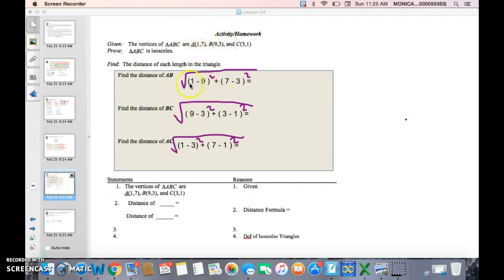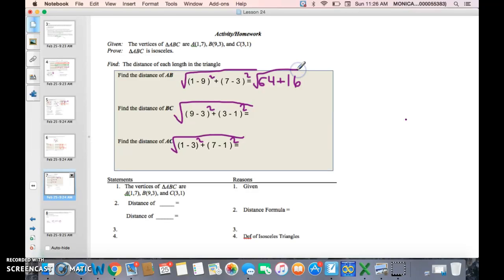So I've set this up. So 1 minus 9 is 8. 8 squared is, of course, 64. And then I've got 7 minus 3, which is 4. 4 squared is 16, so it's 64 plus 16, and then I take the square root of that. So I pull out my calculator. And really, this is not the part that's really that important. 64 plus 16 is 80. And when I take the square root of 80, I end up with about 8.9.